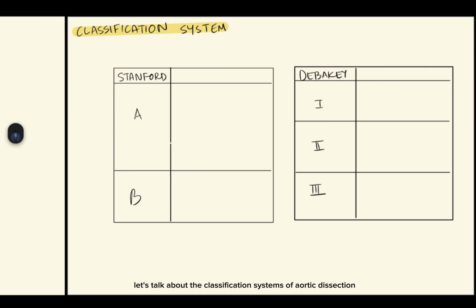Let's talk about the classification systems of aortic dissection, because there are two classification systems that exist, and both of them are what surgical physicians and consultants use interchangeably. The most clinically used one is the Stanford, which has got two types. It has got A and B.